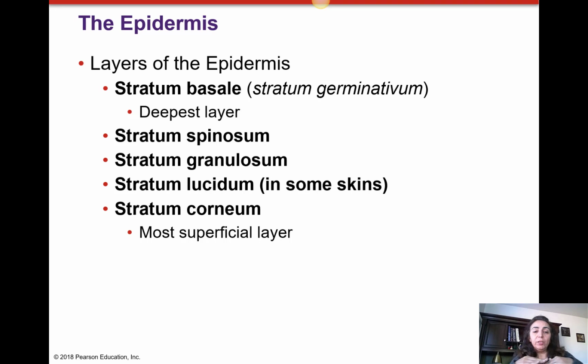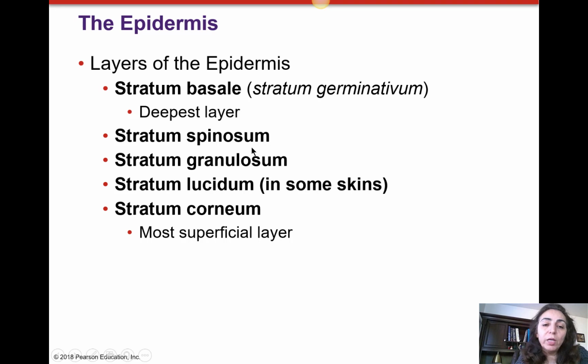So the deepest layer, meaning away from the surface, is called stratum basale, or the other name for that is stratum germinativum. Stratum germinativum because they are germinating the other cells, they are generating new cells and sending them up toward the surface of the skin. In other words, they are kind of stem cells that are able to divide and produce new cells. And those are in the deepest layer of the epidermis.